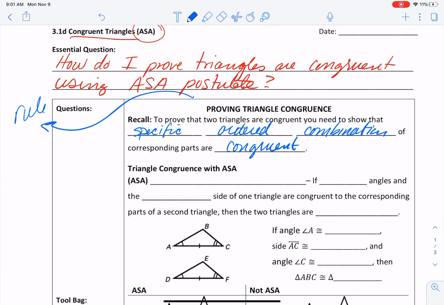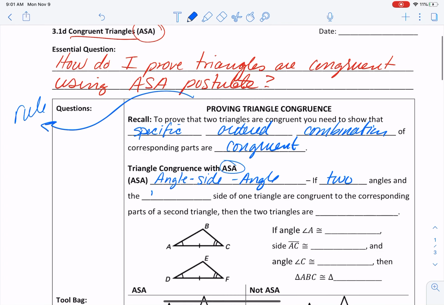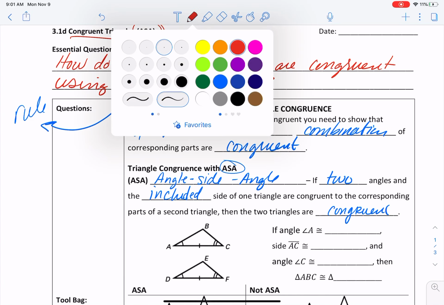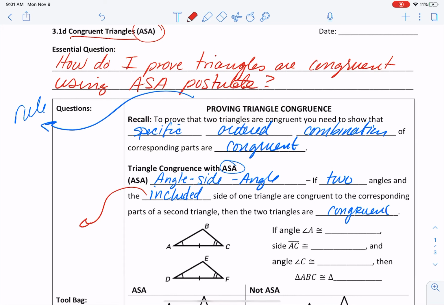So the postulate we're talking about today is ASA, which stands for angle side angle. If two angles and the included side of one triangle are congruent to the corresponding parts of the second triangle, then the two triangles are congruent. Remember that included means between.